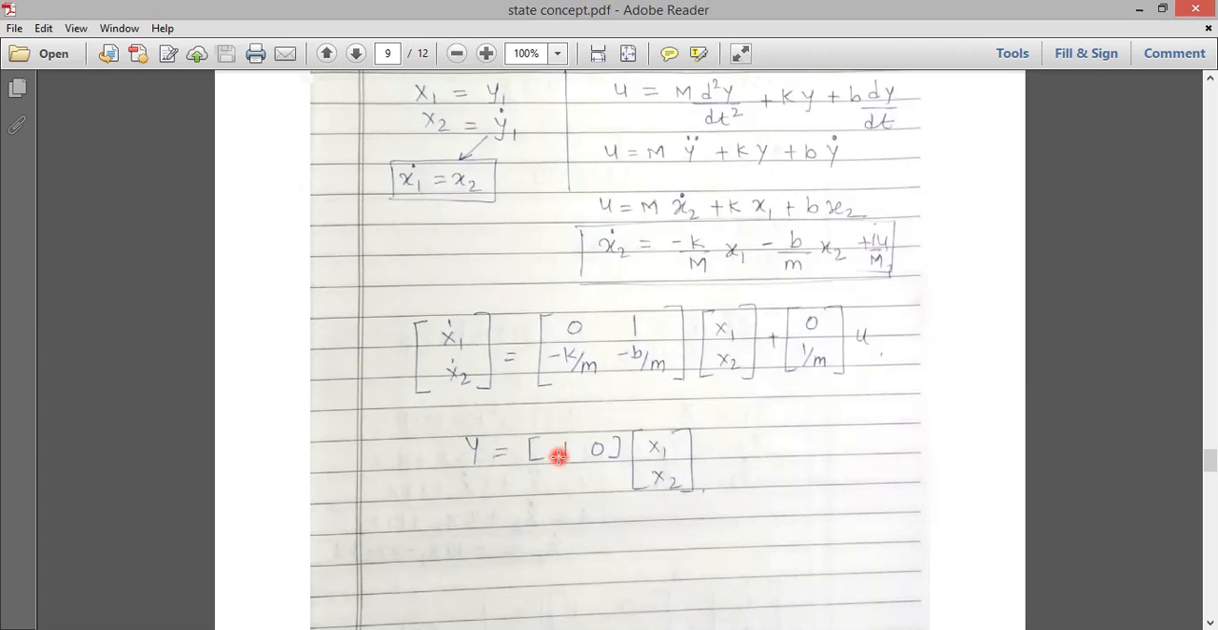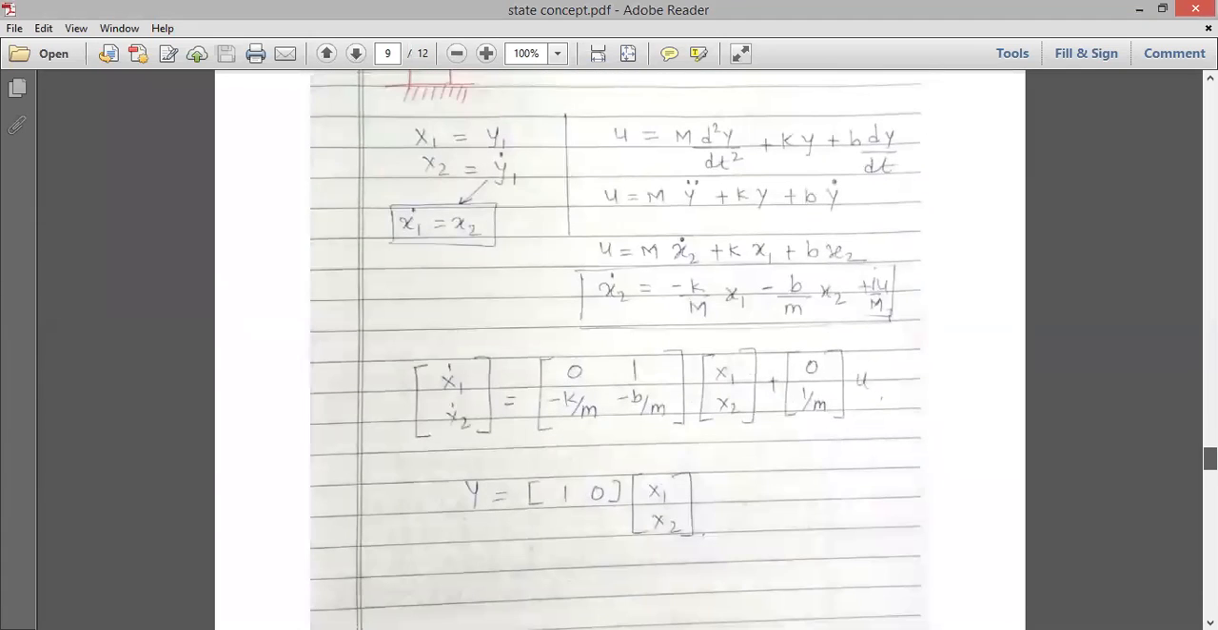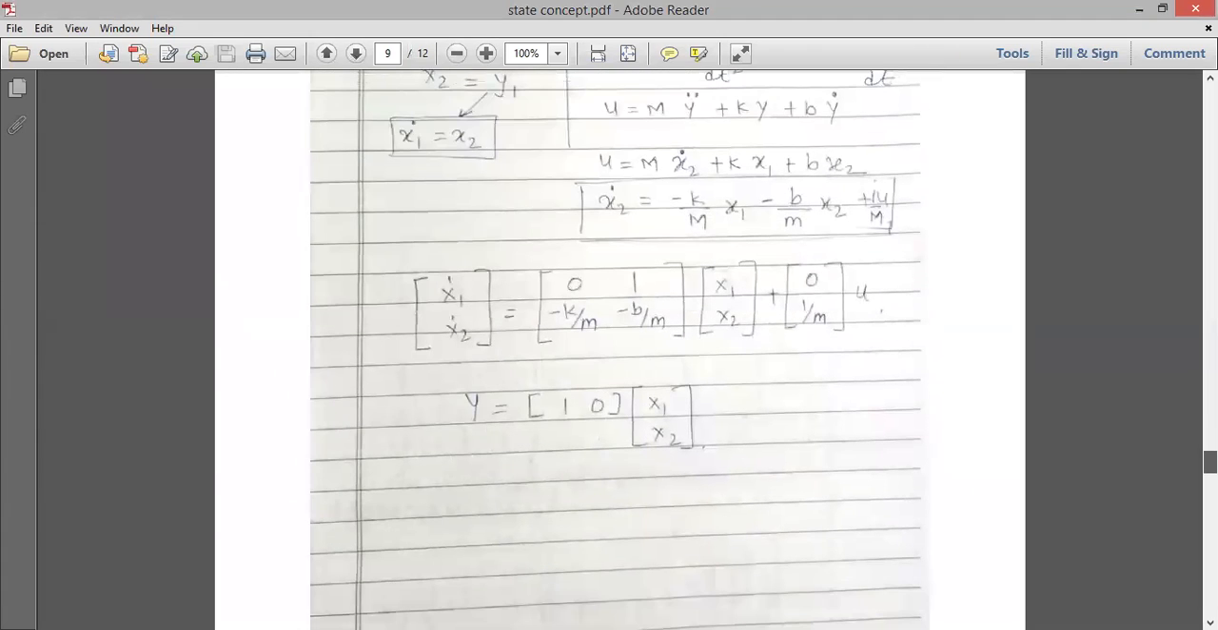Now y is equal to what? We consider y is equal to x1, so it will be 1 0 times x1 and x2. In this way we get the state model for the given mechanical system, in terms of the state equation and the output equation. Finding the state model means finding the A, B, C matrices and rearranging the terms. So in this way, for the mechanical system, the state model is represented. Thank you for watching the video.